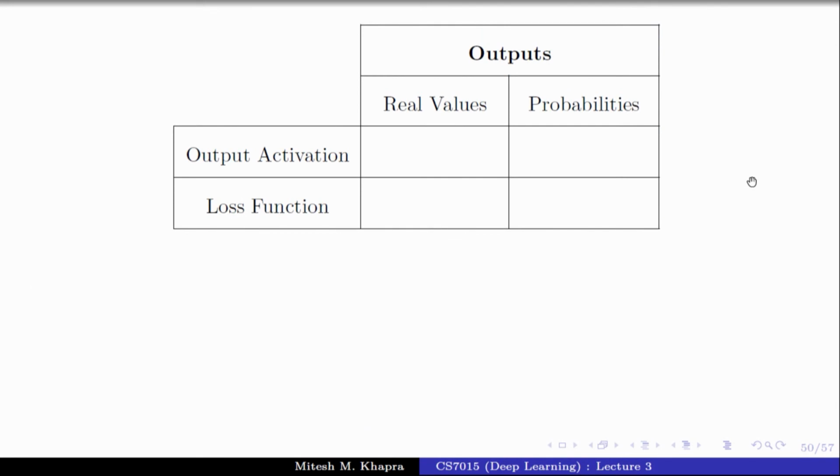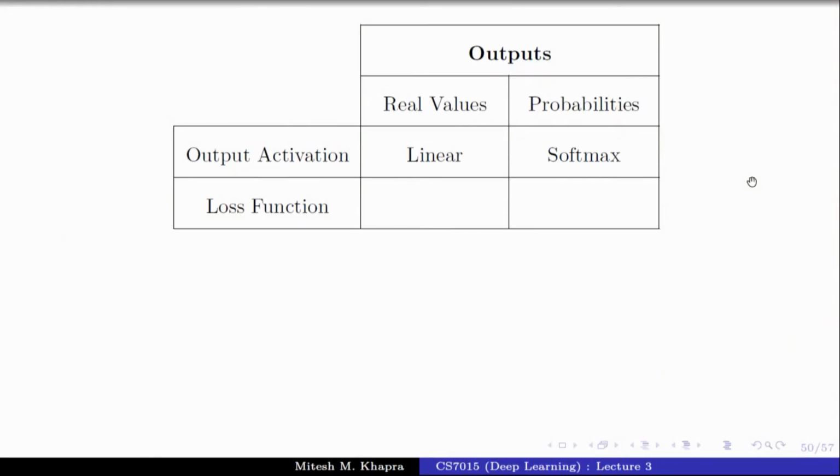So what you have seen is 2 kinds of problems. One was regression, the other was classification. In the case of regression, our outputs were real values. And in the case of classification, our outputs were probability distributions. So what was the output function that we chose for regression? Linear. And what was the loss function? Squared error loss. Okay. And what was the output function for the classification case? Softmax. And the loss function? Cross entropy. Is that fine?